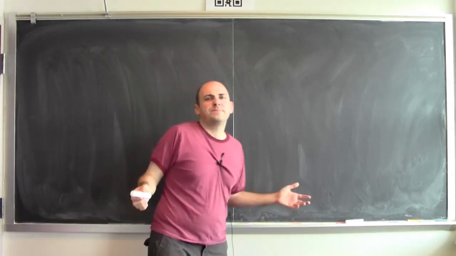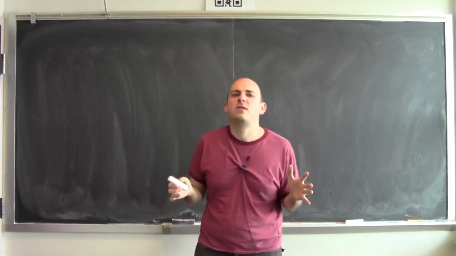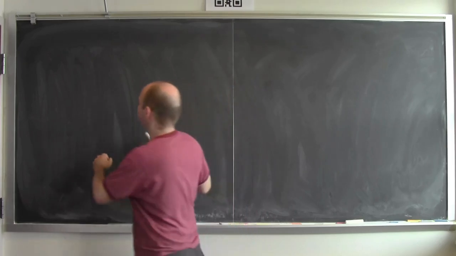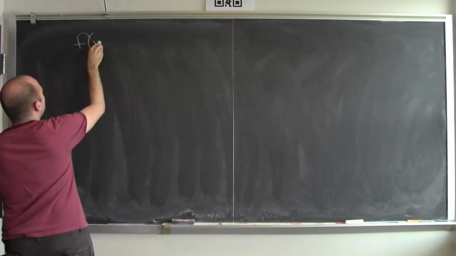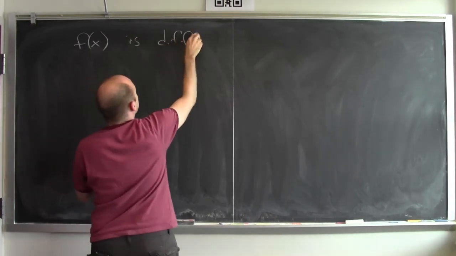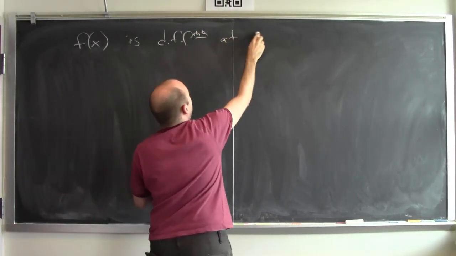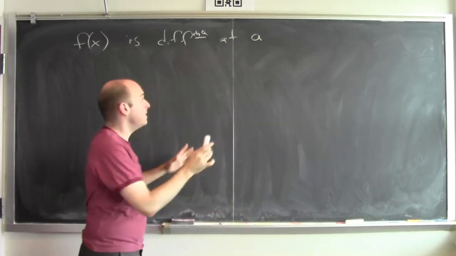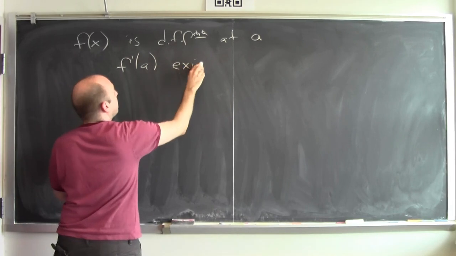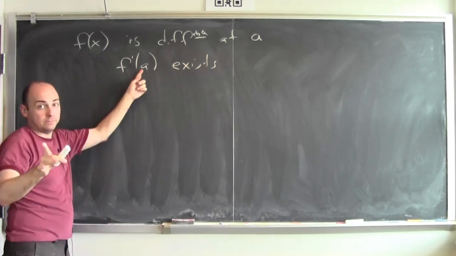So let's suppose I want to calculate the derivative of some number, some constant, times a differentiable function. So here's what I want to do. I've got some function f of x, and this function is differentiable at a. That means that the derivative exists at the point a.